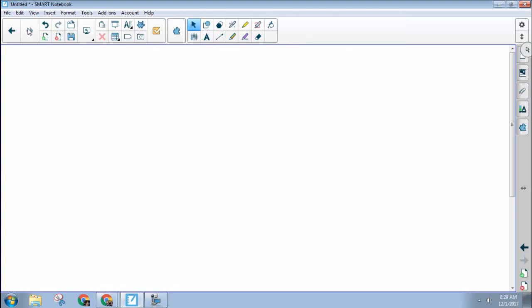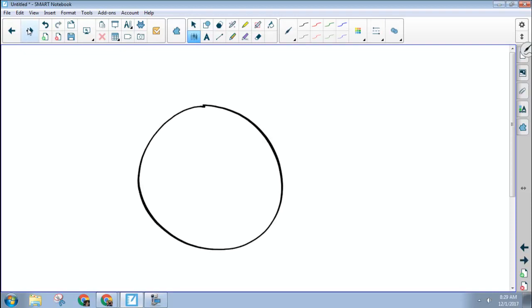Remember, velocity is speed and direction. In this problem, I've got a car going in a circle. Sometimes it's going this way, sometimes this way, so technically the velocity is always changing. So when I say find the velocity, technically all we're doing is finding the magnitude of the velocity.